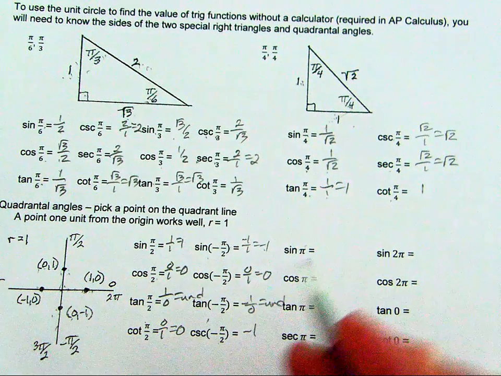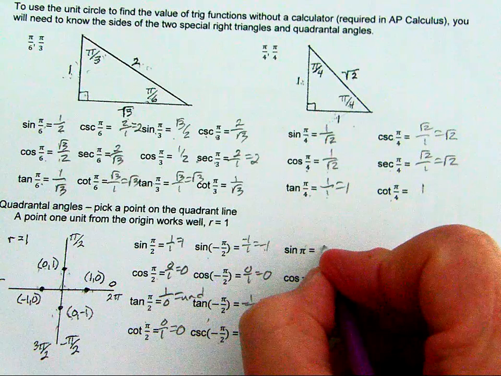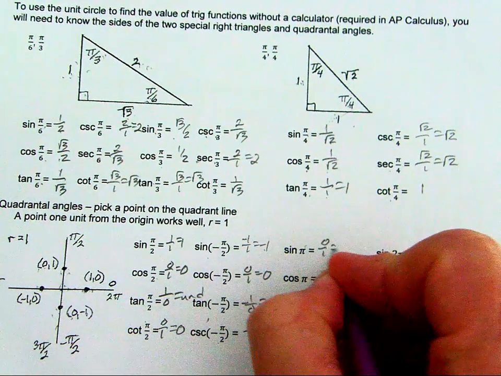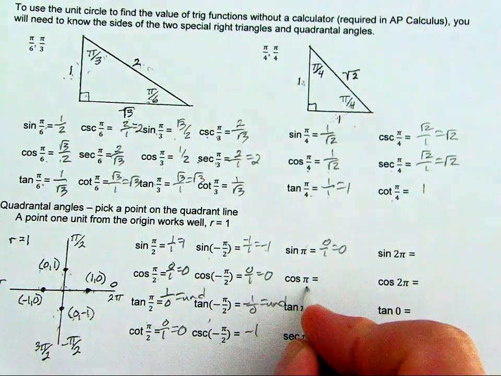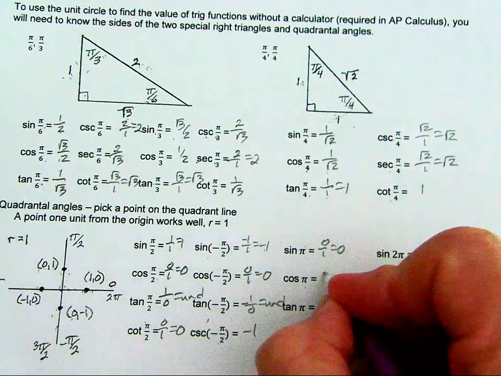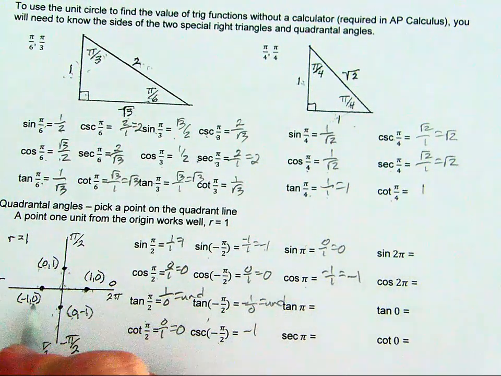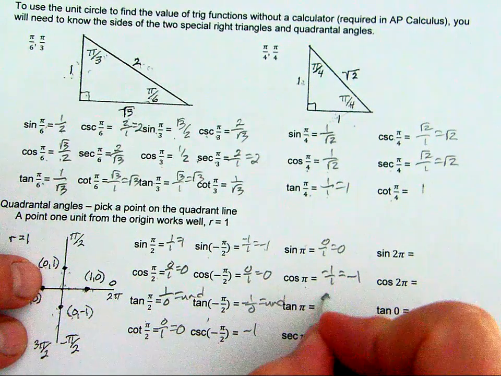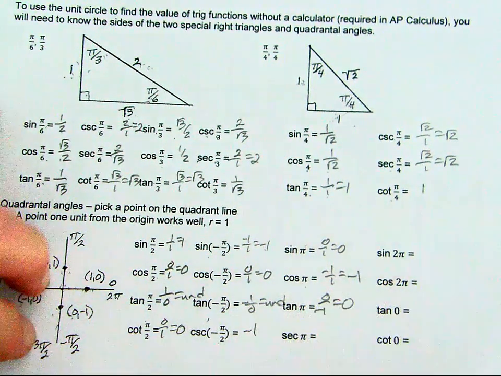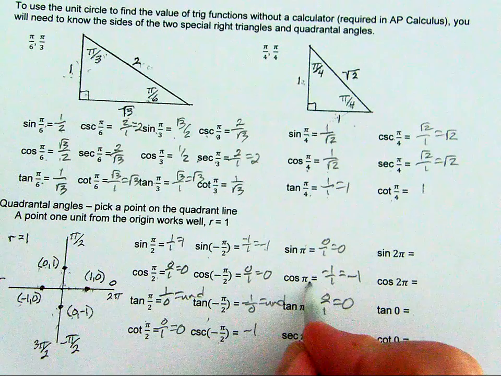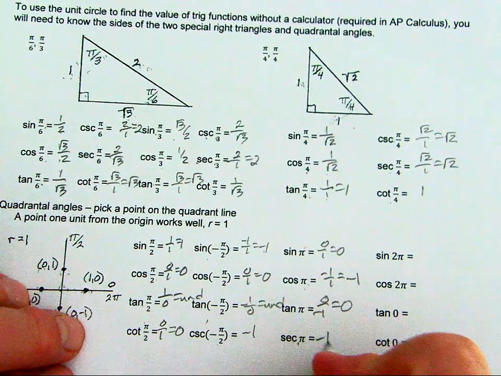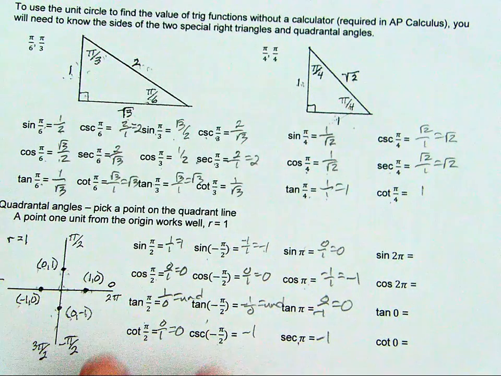If we go to pi, well, pi is over here. We use the point -1, 0. So sine is y over r, 0 over 1. Cosine is x over r, -1 over 1, which is -1. Tangent is y over x, which is 0 over -1, which is 0. Remember, secant is the reciprocal of cosine. The reciprocal of -1 is still -1.